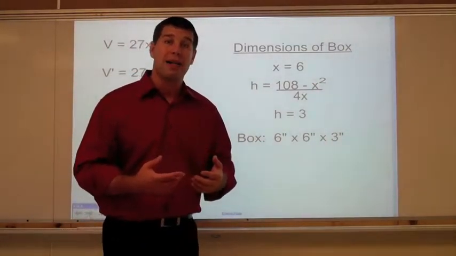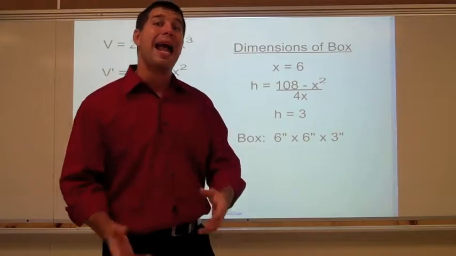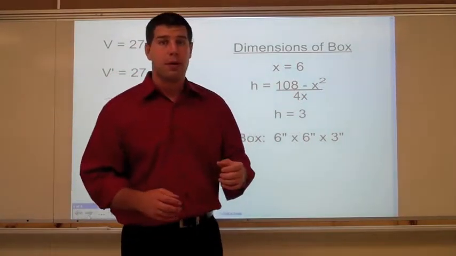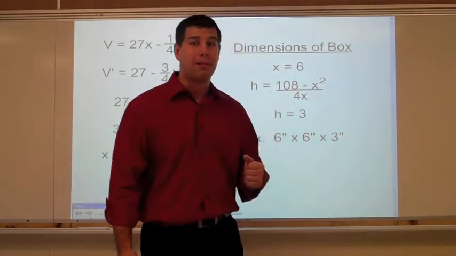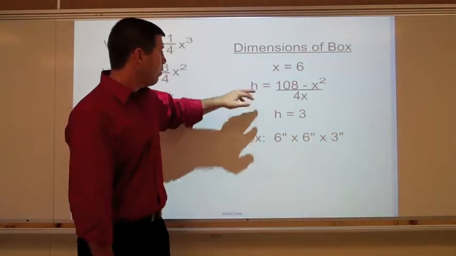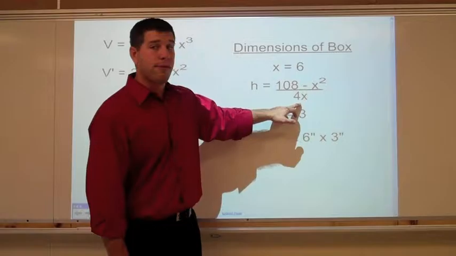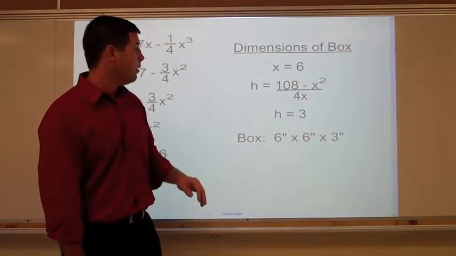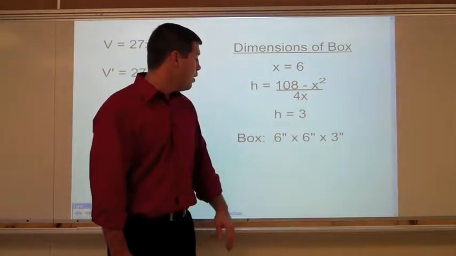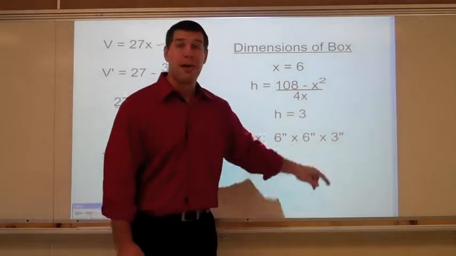Now that we know where our maximum value is, x is 6, you go back to the word problem. You want to find your dimensions, so you know your box is x by x on the bottom, but we've got to find our height. Well, height equaled 108 minus x squared over 4x, so plug in 6 for x. Plug that in, you get 3. So your box was 6 by 6 by 3.